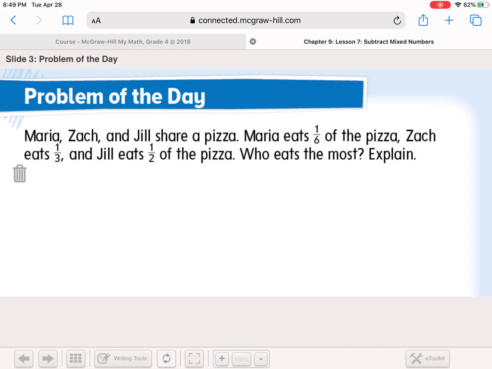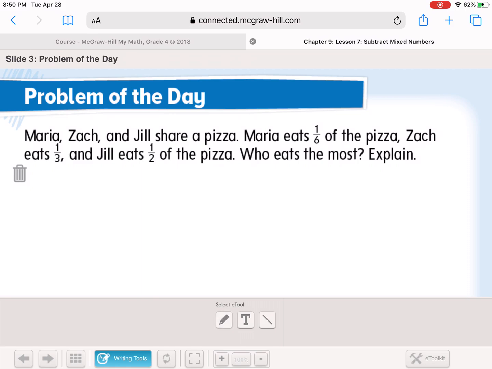Remember when we talked about how fractions are that bizarro world? Meaning that when the denominator is bigger, the fraction is actually smaller. So knowing that, I'm going to look at my denominators. And the denominator that is the biggest is the 1/6. So I know that that's actually the smallest fraction because Maria cut it into 6 slices, whereas Jill only cut it into 2 slices.